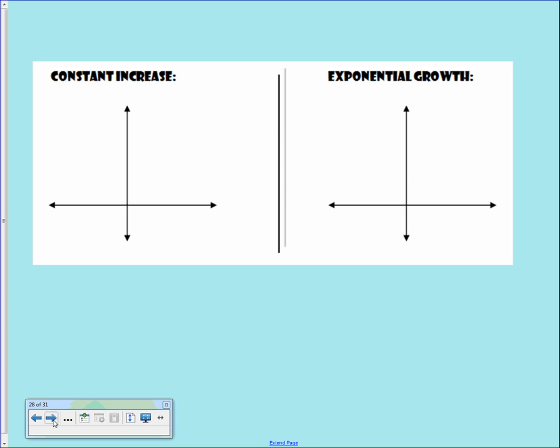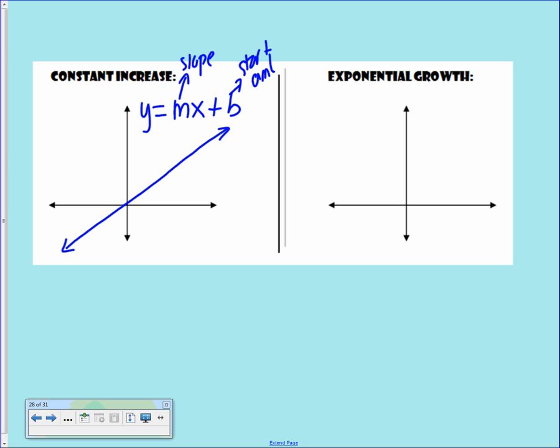So just to remind ourselves what a linear increase would look like, that would be a line with a steady, constant slope with the equation y equals mx plus b, where m is our slope and b is our start amount. And then exponential growth is the new stuff that we've been learning.